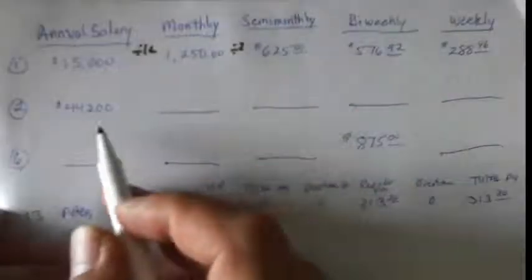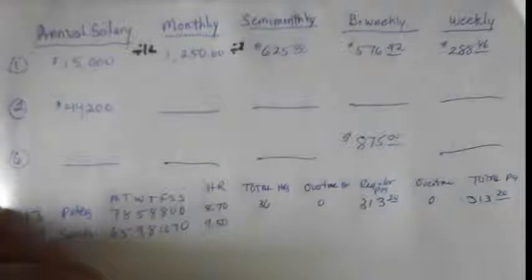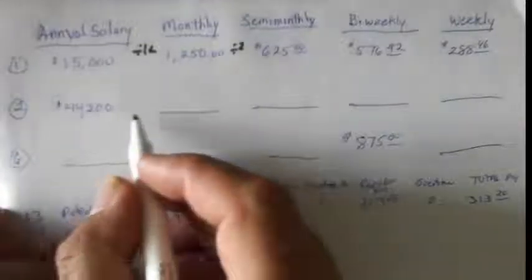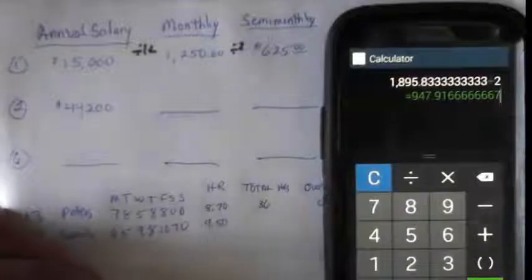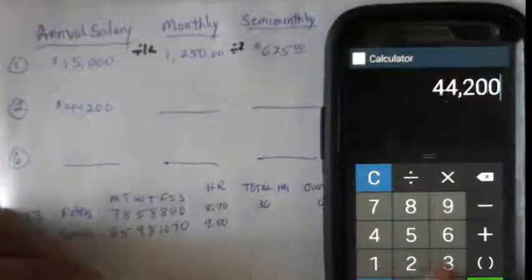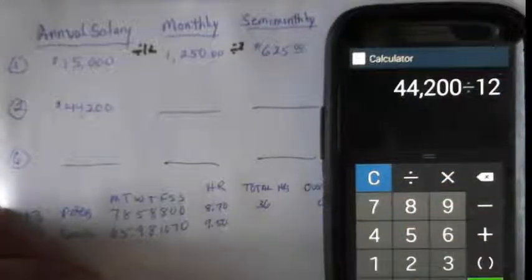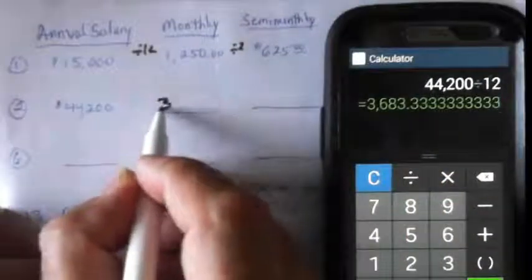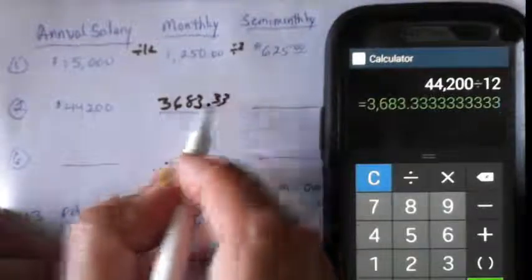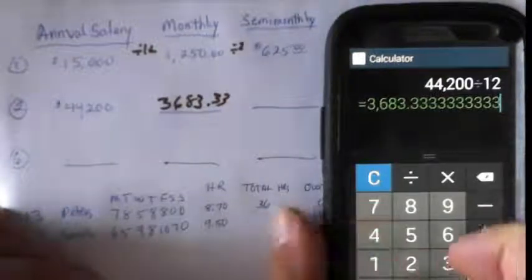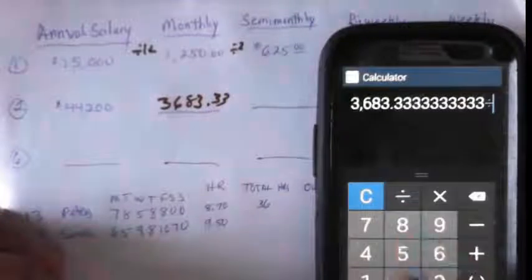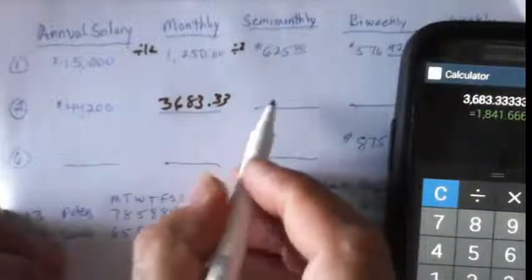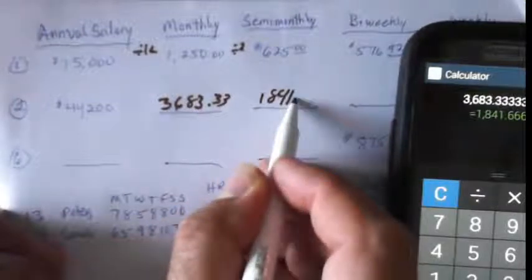So in problem number 2, for our math part of this, we have an annual salary of $44,200. I'm going to put it on the calculator here. We're going to divide that by 12, and that would be your monthly. And if we take half of that, we would just simply divide by 2, and that would be your semi-monthly. So those are pretty straightforward.